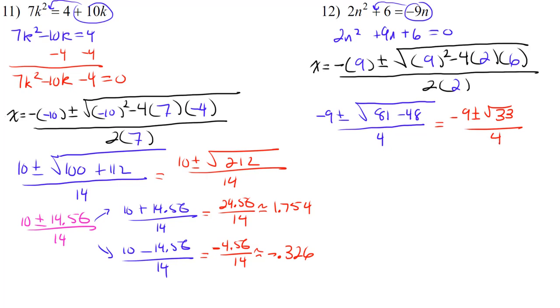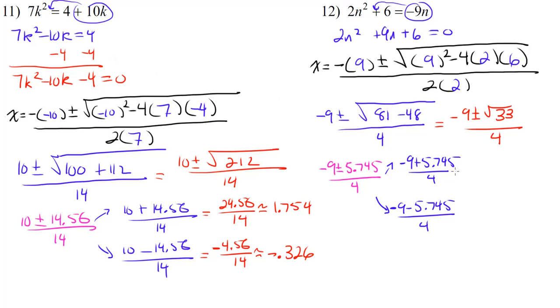And 33 is not a perfect square, so the square root of 33 rounded to the nearest thousandth is going to be 5.745. So we have here negative 9 plus or minus 5.745 over 4. And we have our two expressions. So negative 9 plus 5.745 divided by 4, and negative 9 minus 5.745 divided by 4.